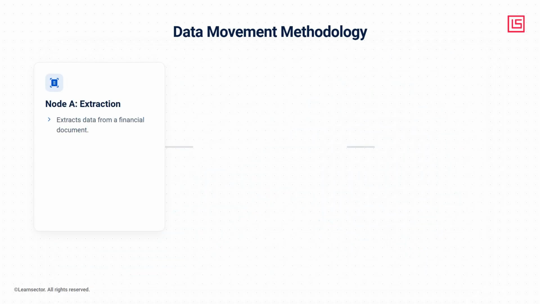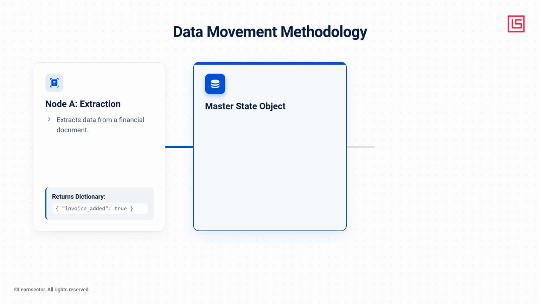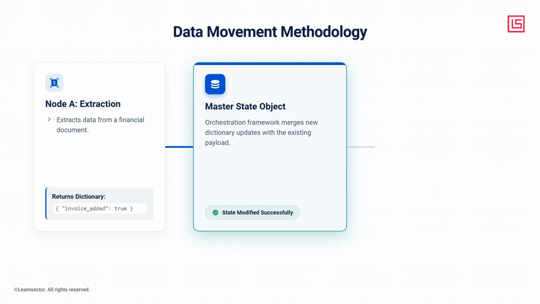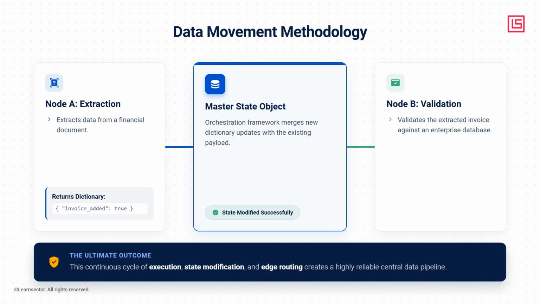Imagine node A extracts data from a financial document. It completes its logic and returns a dictionary of state modifications, like adding an extracted invoice number. The orchestration framework then applies these updates to the master state object, merging new data with the existing payload. Once updated, an edge steps in to route this freshly modified state object seamlessly to node B, which might validate the invoice against an enterprise database. This continuous cycle of execution, state modification, and edge routing creates a highly reliable central data pipeline.